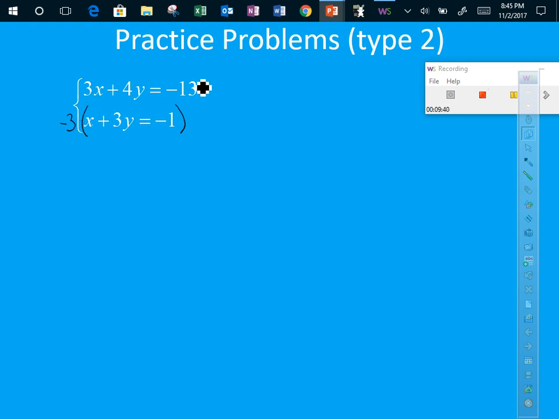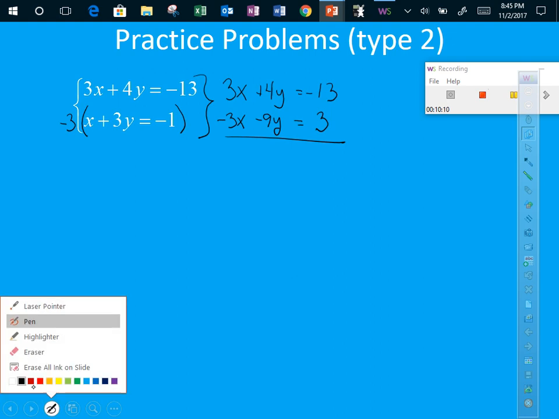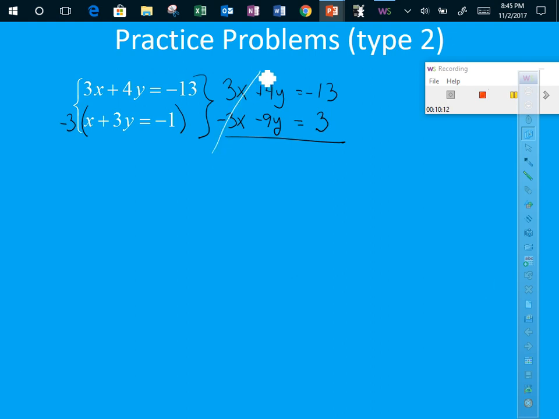Now my suggestion to you, stay organized in your work. I'm going to come over here and rewrite the top equation that I did not change. And in the bottom equation, I'm going to distribute that negative 3. So I've got negative 3x minus 9y equal positive 3. So I took everything times negative 3 in that bottom equation. Life is good right now, guys, because these drop out.